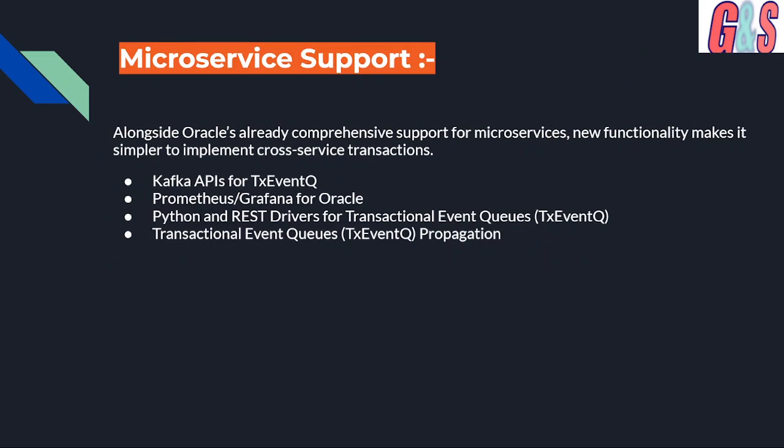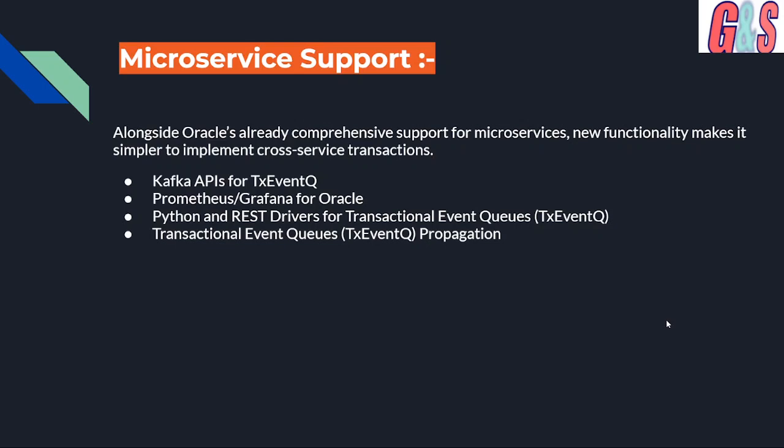Let us move to the microservice support. Alongside Oracle's already comprehensive support for microservices, new functionalities make it simpler to implement cross-service transactions. One is the Kafka APIs for TxEventQ. Second is Prometheus Grafana for Oracle. Then Python and REST drivers for transactional event queues, that is the TxEventQ. And transactional event queues propagation. Let us understand more about that.